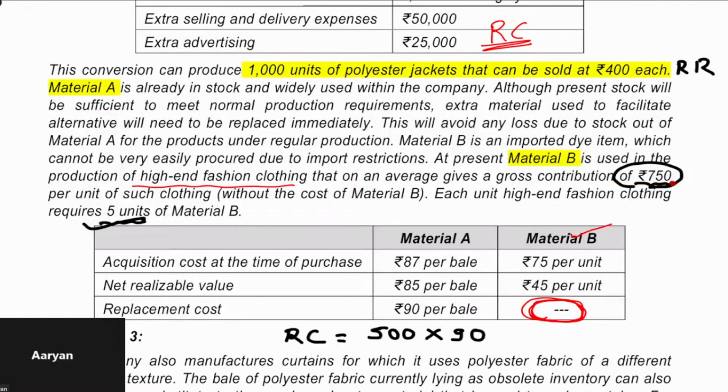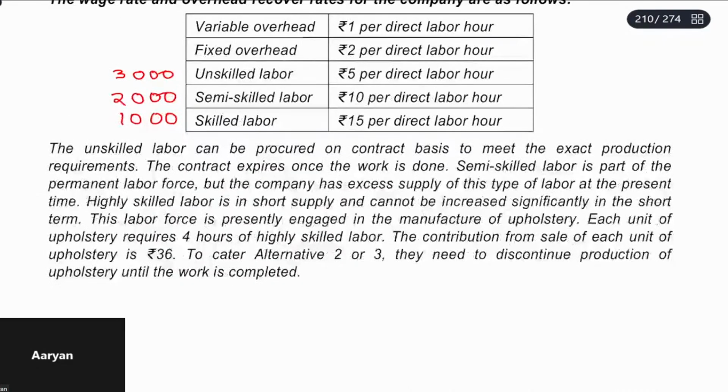is excluding the cost of material B. Material cost has not been deducted from here. So 750, and to earn 750 you require 5 units of material B. For every unit of material B you are earning 150 rupees of contribution. Clear? Okay beta, now forget about that point and try to focus on the relevancy of labor.